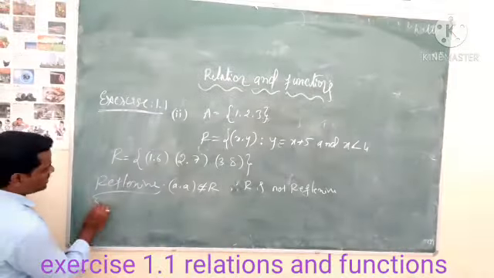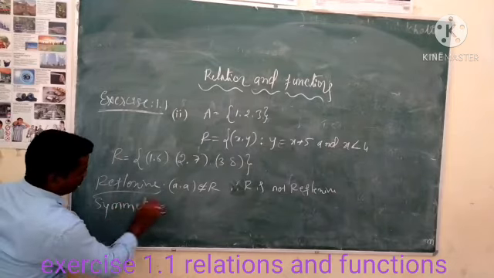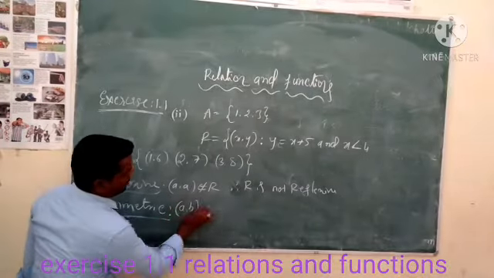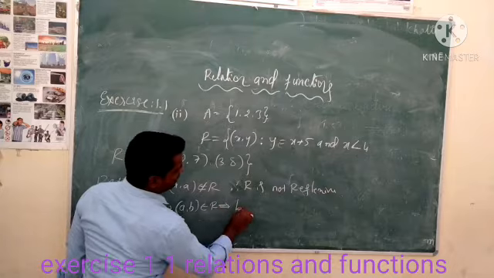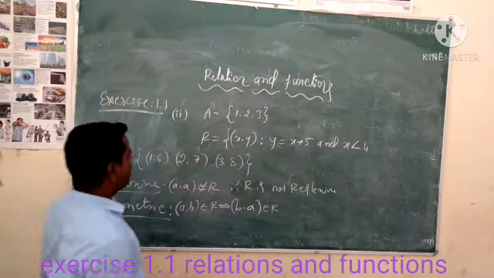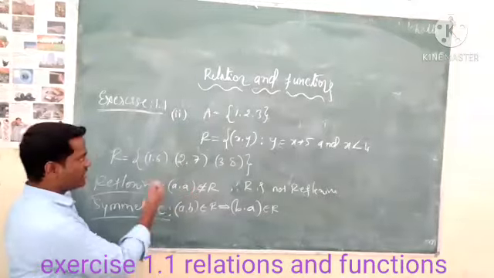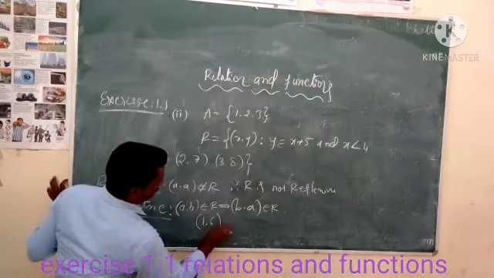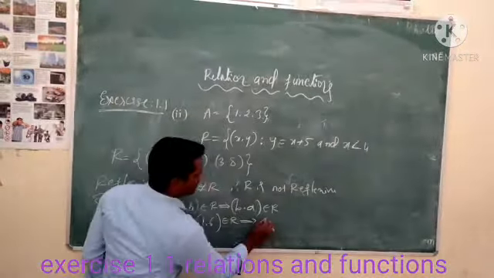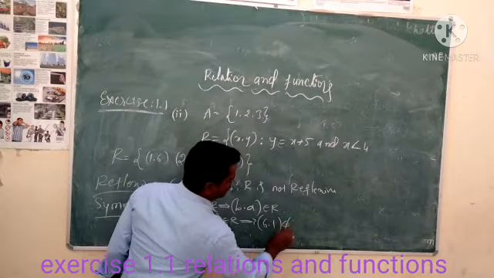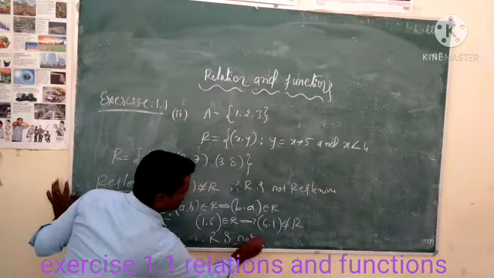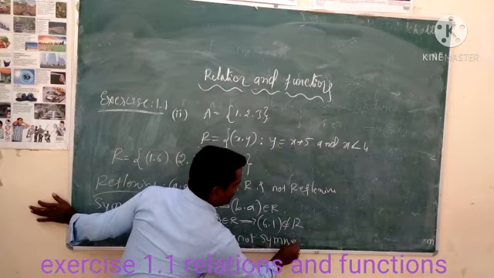Then the second one, symmetric. We have the condition for symmetric: (a, b) belongs to R implies (b, a) belongs to R. Here (1, 6) belongs to R, or (2, 7) belongs to R. You can take any other pair. (1, 6) belongs to R implies its reverse order (6, 1) should belong to R, but it does not. Therefore R is not symmetric.